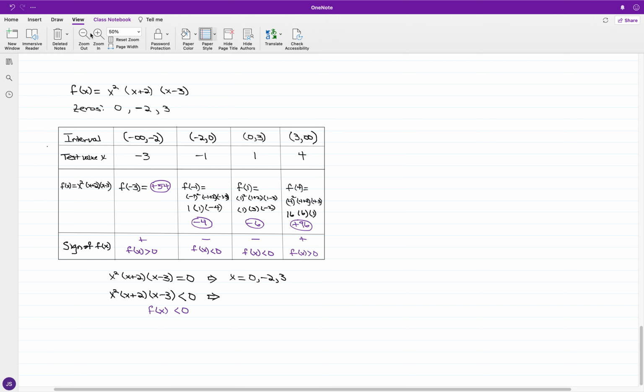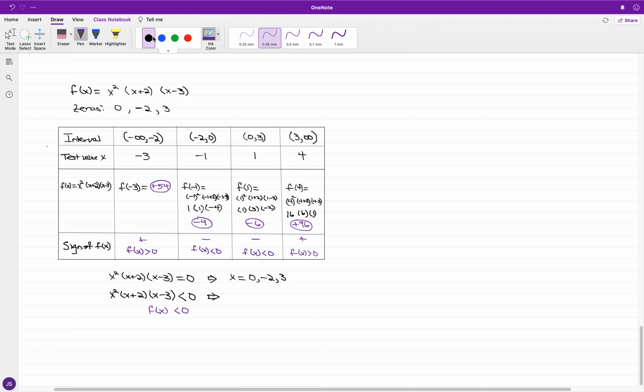So I'm looking at values of x between -2 and 0. And then I have also between 0 and 3. So I have parentheses throughout. Now, this is where the tricky part could come in.